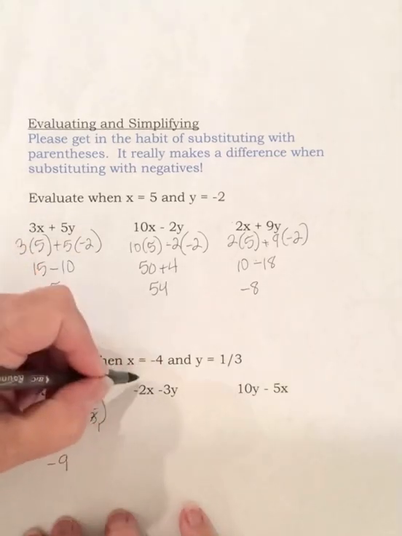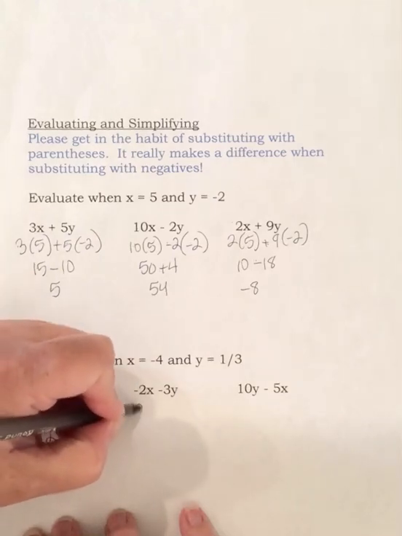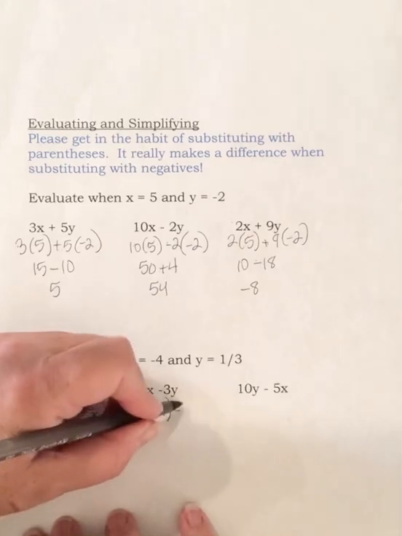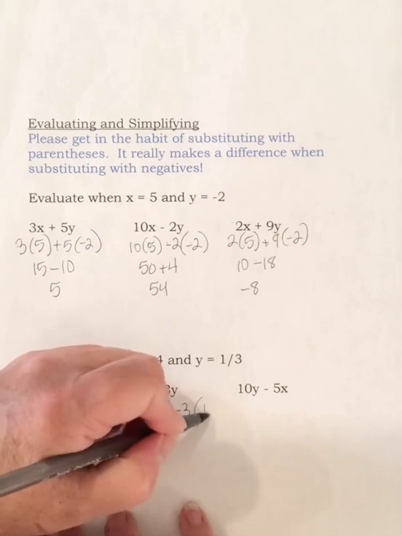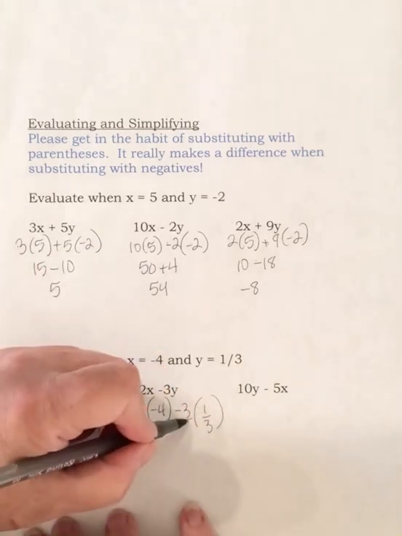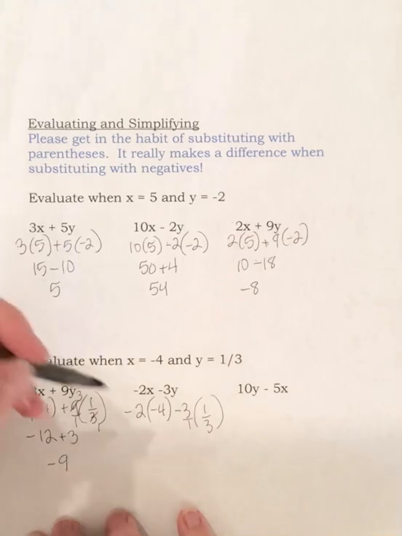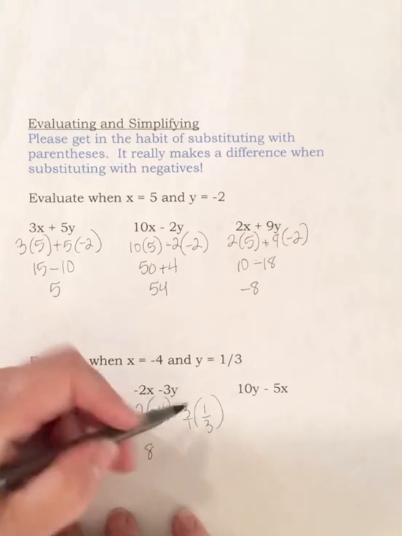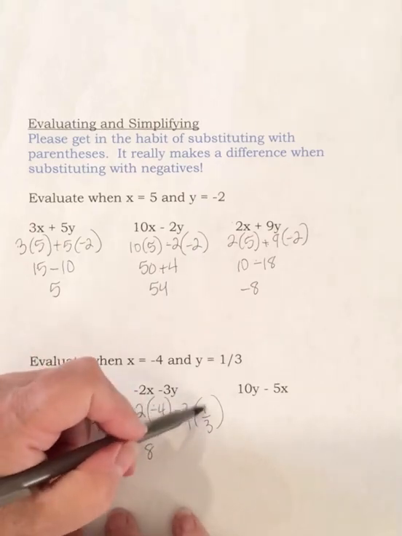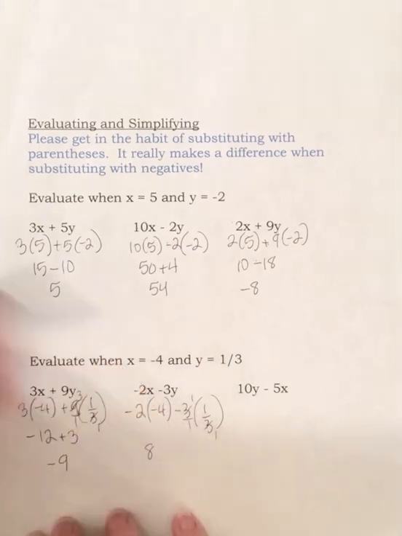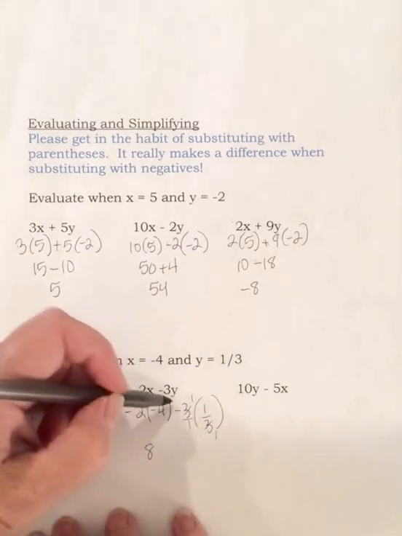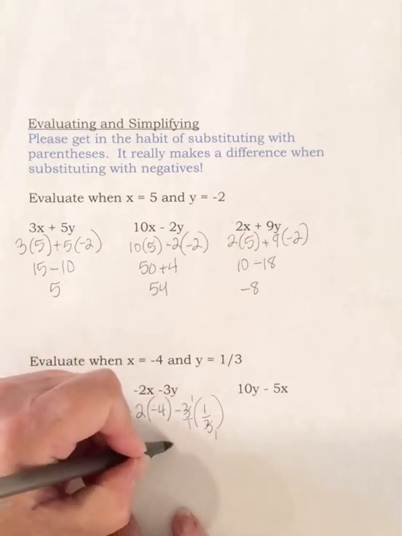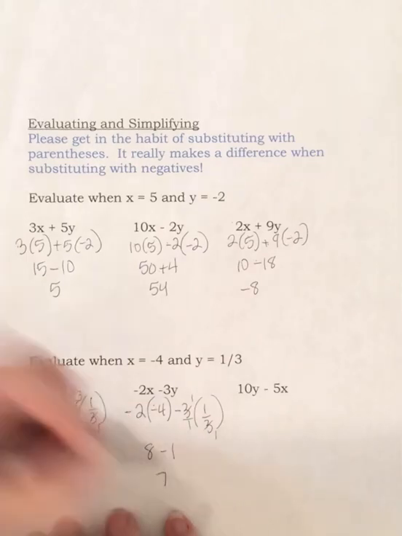Now I have a lot of negatives here, so I don't want to lose those. Negative 2, parentheses, substitute in negative 4. I still have this minus 3, substitute in 1/3. Right now I can just put that 1 there since I know I'm dealing with fractions. Negative 2 times negative 4 is positive 8. Now when I look at this, 3 over 1 times 1 over 3, both of those are going to cancel out, and this is just 1. So I really have a negative 1 times a positive 1, which is negative 1. And 8 minus 1 is 7.